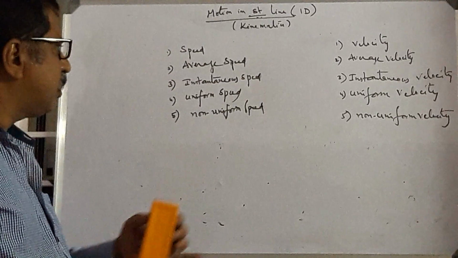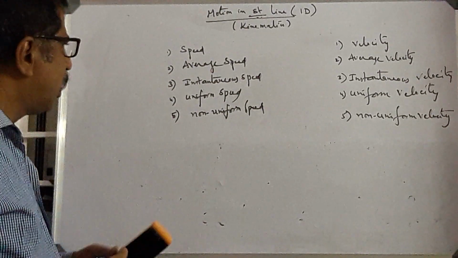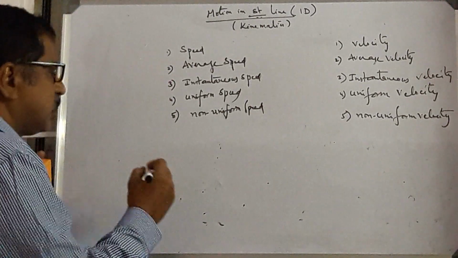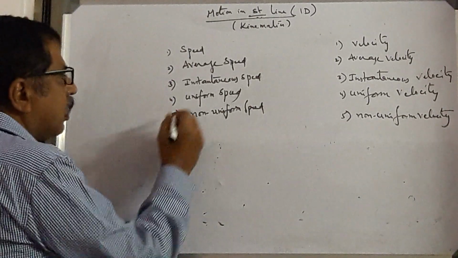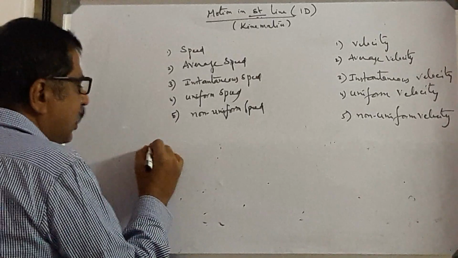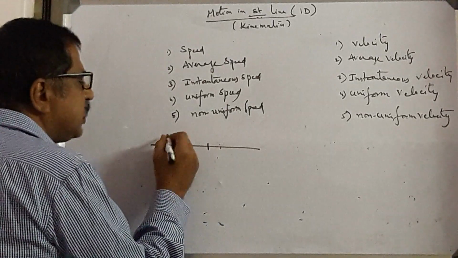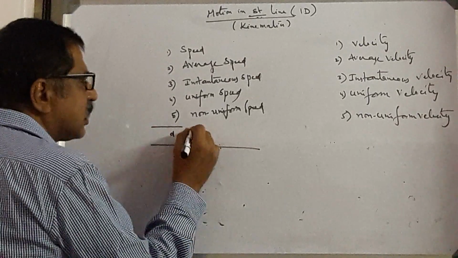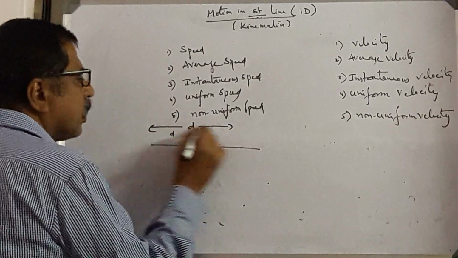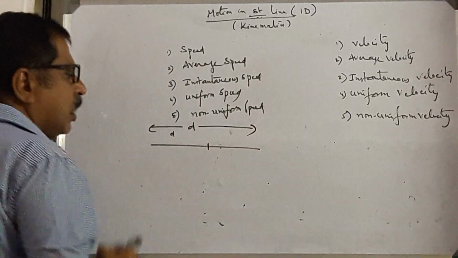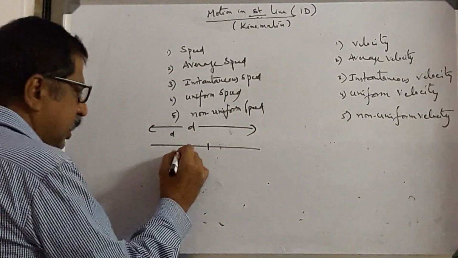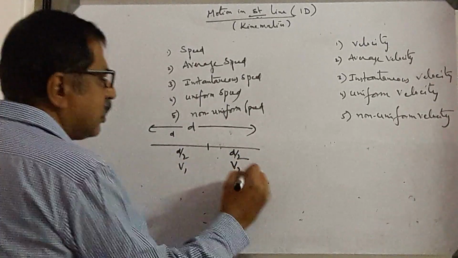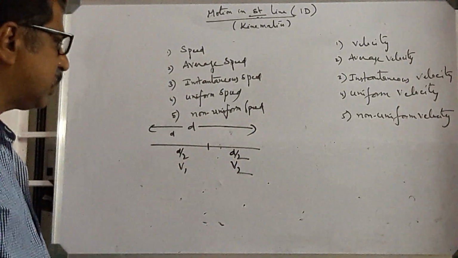Now we do some problems about average speed and all those things. For example, if a body traveled half of the distance, with total distance traveled being d, I say here d by 2, half of the distance with speed v1, and the next half with the speed v2.